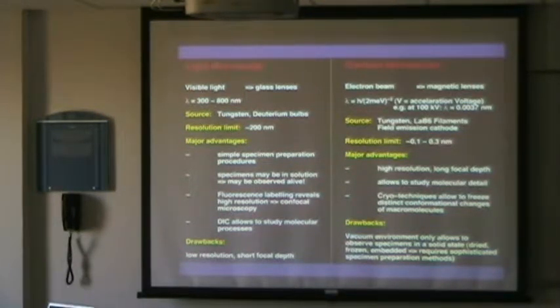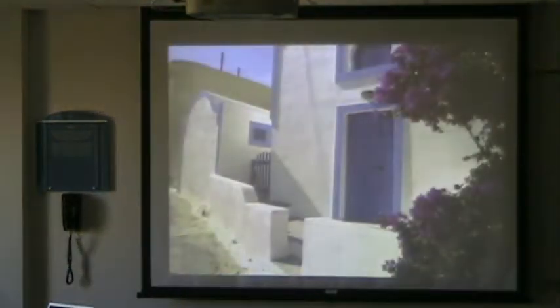But nevertheless, it allows us to study molecular detail, and then we have cryo techniques available, so we can actually freeze the distinct states. The drawback over a light microscope is we have a vacuum environment, so we can really only look at things which somehow sustain in the vacuum. There are very new experiments now with sort of liquid chambers which you can insert in the microscope.